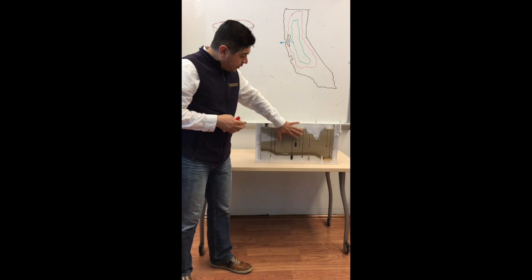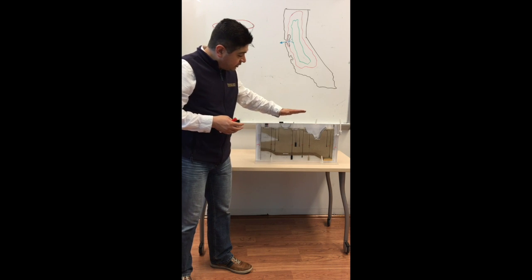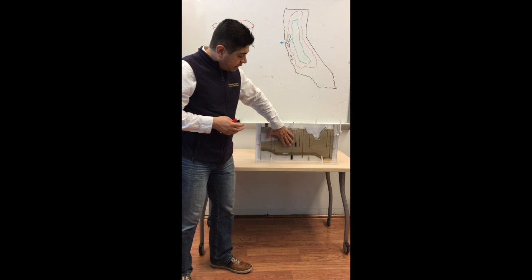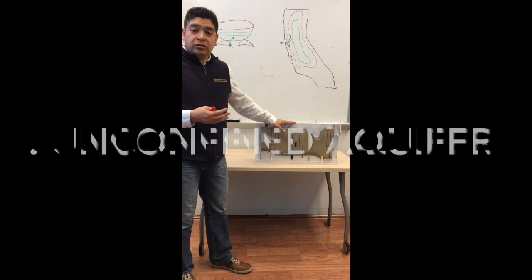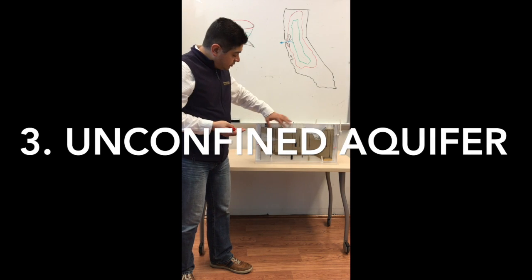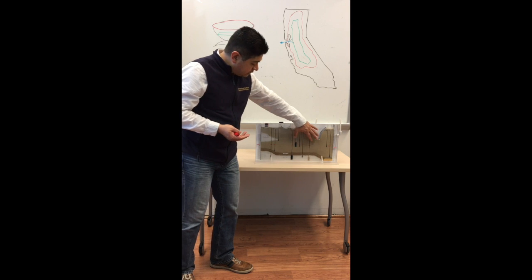Now, this upper aquifer, because it has interaction with the atmosphere, with this upper portion, and can move freely right and left, we call it an unconfined aquifer. So this is the upper aquifer.